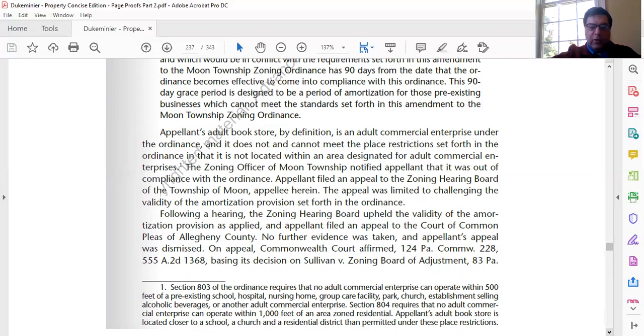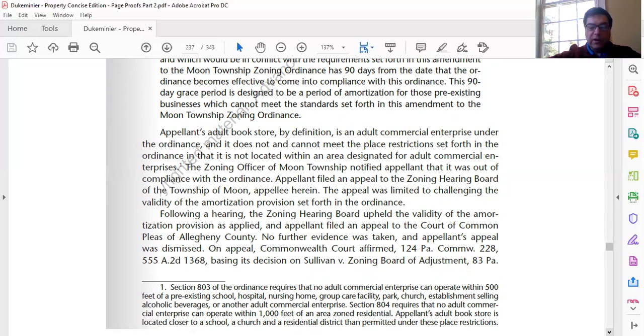So the ordinance says that if you do not conform to the new zoning ordinance, you don't have to stop immediately, but you have to stop within 90 days. You have an amortization period. You can spend 90 days closing down or coming into conformity with the ordinance, but you can't continue operating after 90 days. So the ordinance is challenged by the owner of the adult bookstore.